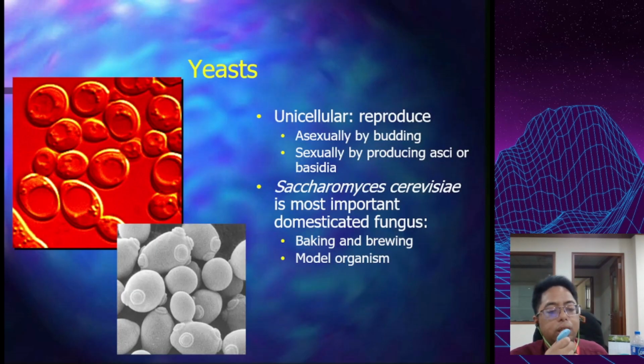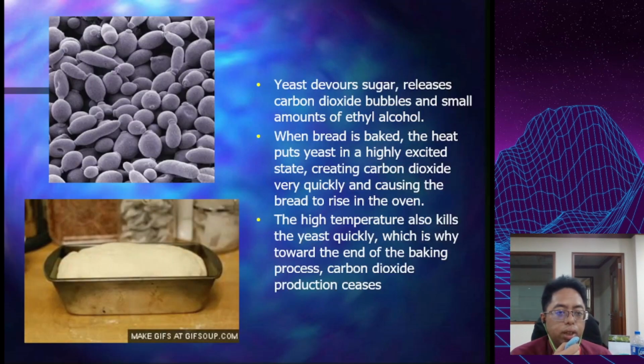Right. So yeast. Yeast are unicellular. They are not like the other fungi. Other fungi you can see, but the yeast is microscopic. So how do they reproduce? By budding, or sexually by producing asci or basidia. The most important yeast would be Saccharomyces cerevisiae. We use it for baking and brewing and as a model organism in scientific research.